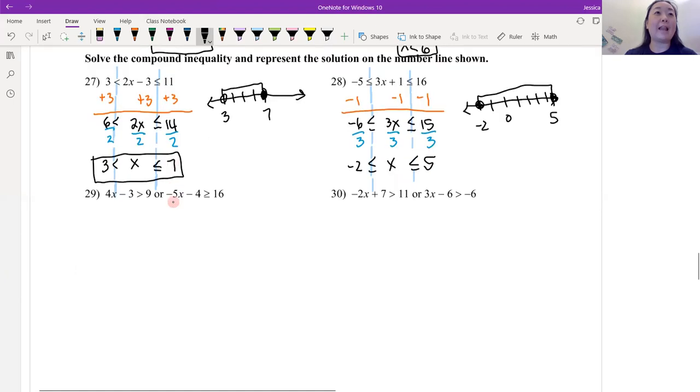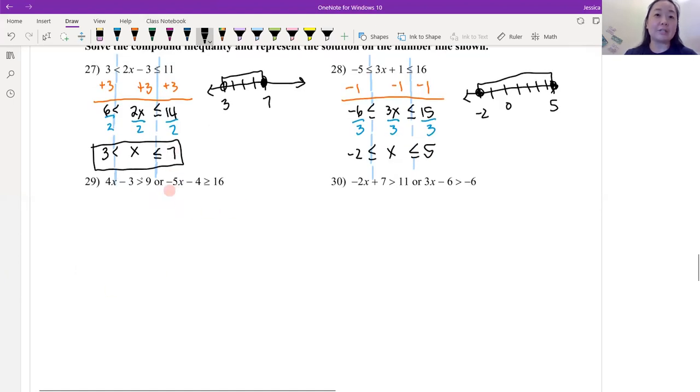All right, last 2. This is literally just doing 2 separate inequalities and then putting an or in between them. That's literally all we're doing. So here, if you look on the left-hand side, +3 +3, and we're going to get 4x is greater than 12. And then we're going to divide by 4, and we're dividing by positive numbers, so we don't have to switch anything. So x is greater than 3.